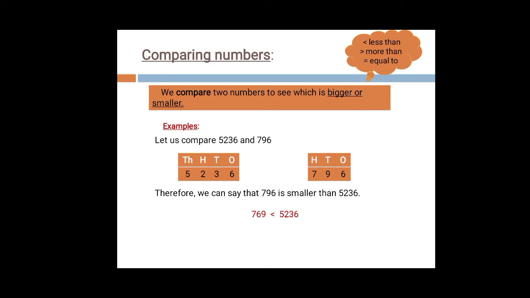5236 and 796. Here you can see one number is of 4 digits and the other number is of 3 digits. So obviously we can say that a 4 digit number is bigger than a 3 digit number. So 5236 is bigger than 796. So the crocodile will open its mouth to eat the bigger number.